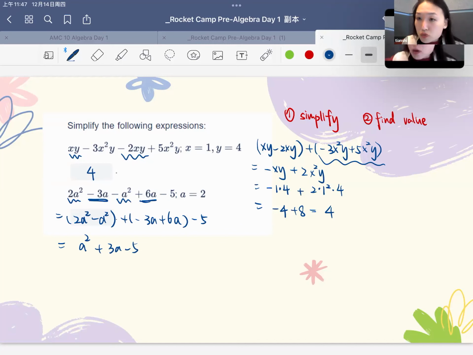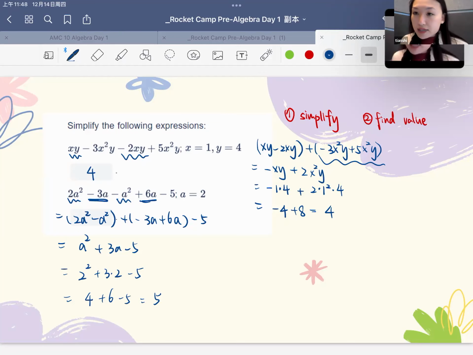So a equals 2. Let's find the value for the expression. So a equals 2. So it's 2 squared plus 3 times 2 minus 5. So it will be 4 plus 6 minus 5. And the answer for this one will just be 5. And for these two questions, we always need to remember, okay? We always need to keep in mind: the first step is to simplify the polynomial, and the second step is to find the value for it.